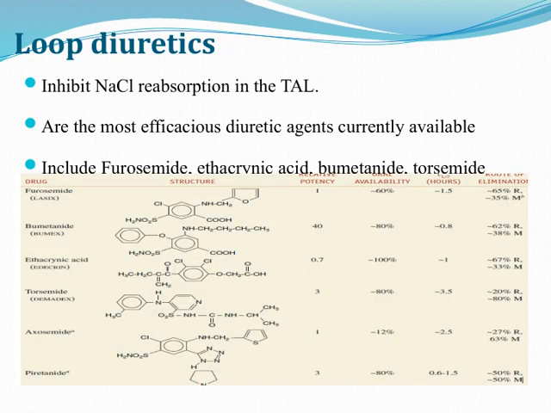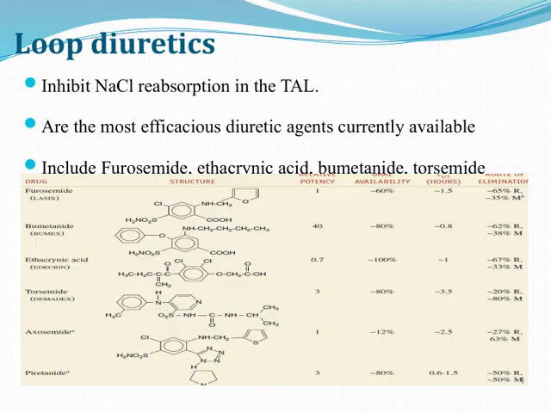Loop diuretics are a powerful class of drugs that primarily work by inhibiting NaCl reabsorption in the thick ascending limb of the loop of Henle. This mechanism makes them some of the most effective diuretics we have today. When they block this reabsorption process, it leads to a significant increase in the excretion of sodium, chloride, and water, which is especially useful in cases of edema and heart failure.